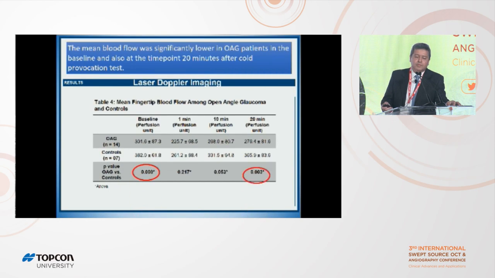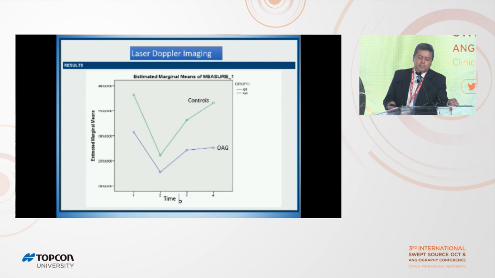And here we have the baseline. Actually, even the baseline before the provocative test was different between glaucoma and the control group. But most of the difference occurs at 20 minutes after the test, the beginning of the test. This is the mean, so you can see even at the beginning, before the test, the difference was big between the two groups.